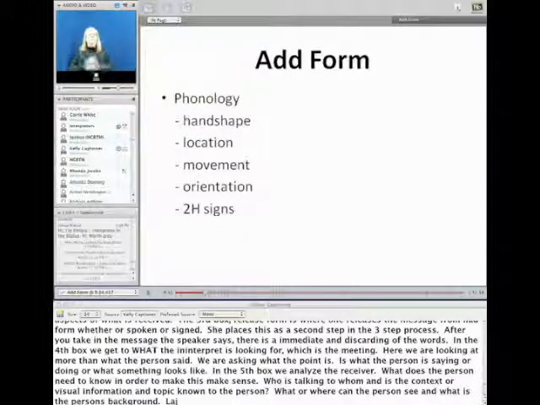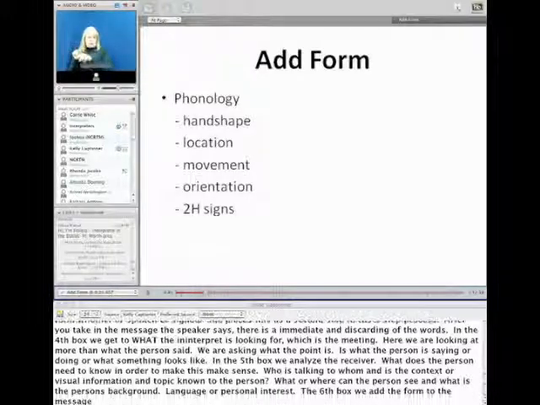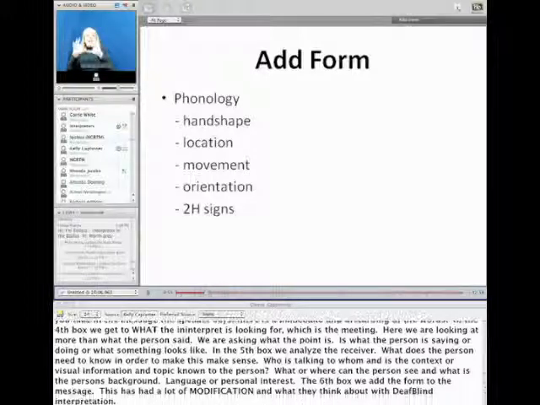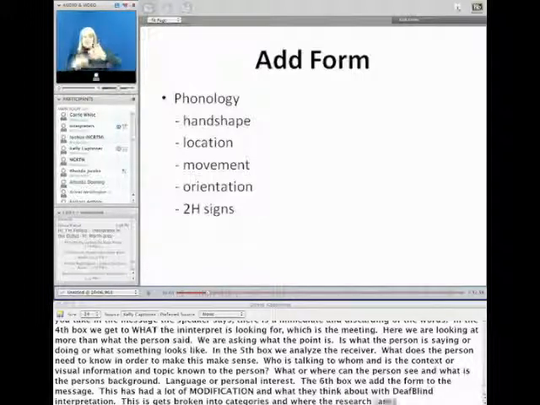And then in the sixth box, we add the form to the message. And this is where there have been a lot of modifications that happen and what people often think about when they think about deafblind interpreting. This part gets broken down into linguistic categories, and it's also where most of the research has taken place. So, for example, the first one shown here, phonology, includes hand shape, location, movement, orientation, and two-handed signs.